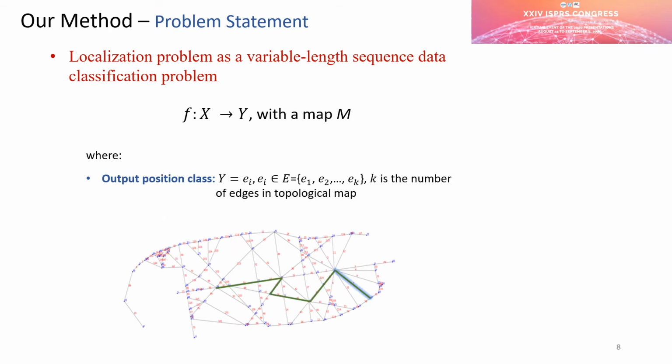The output y is defined as edge position, where each graph edge corresponds to a unique location. Suppose a map graph contains k edges, which means the output has k classes. From the figure, the highlighted edge denotes a location.